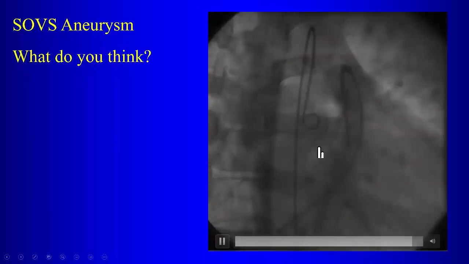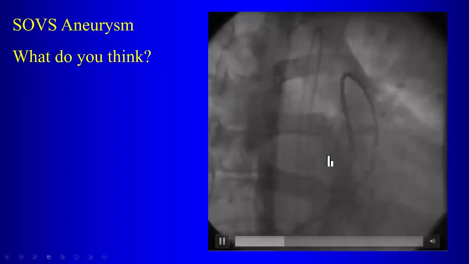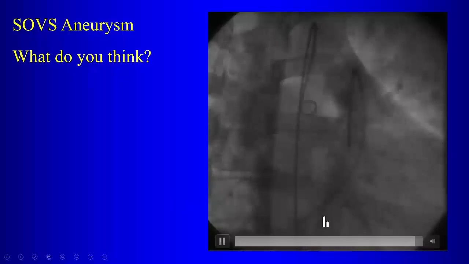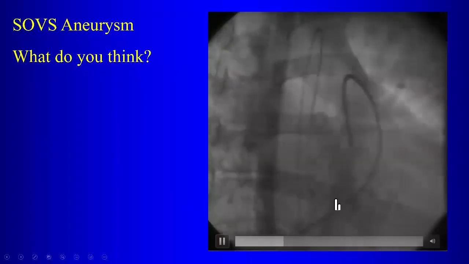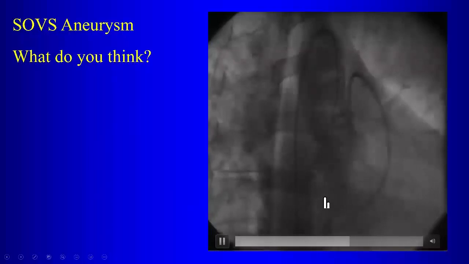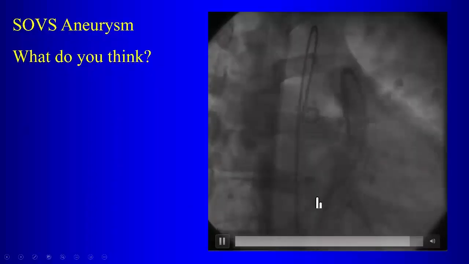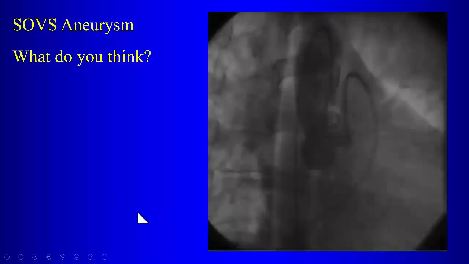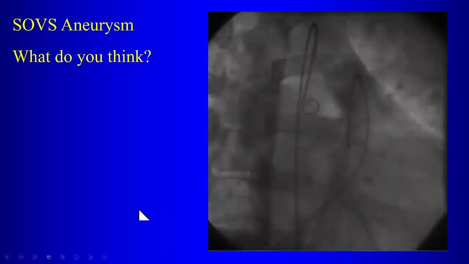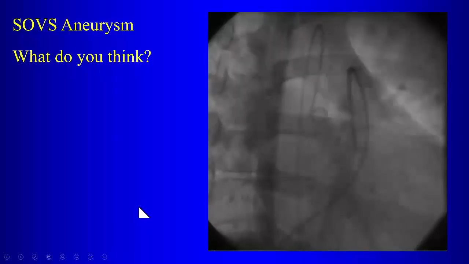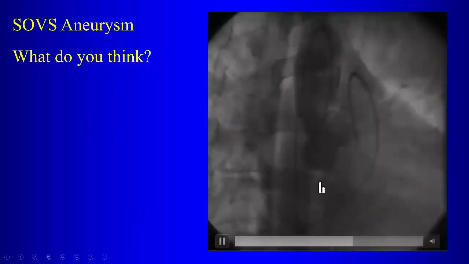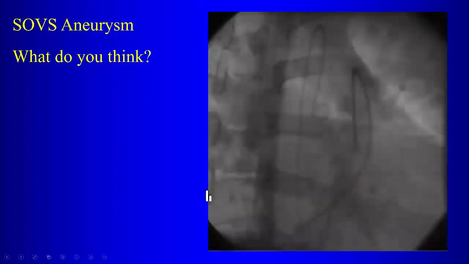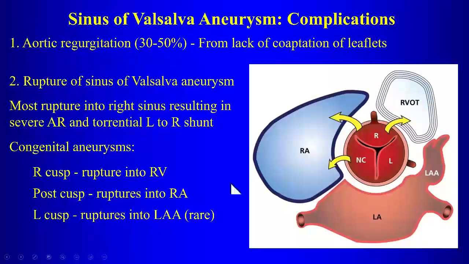So we see some dilatation here of that right sinus of Valsalva over here, but is there anything else funny looking? Yeah, well, not to the right corner, but there's contrast that's coming downward here, right? So it's going down into a right-sided chamber. It's more than regurg, so what does that mean? So when you see contrast going down into the right atrium there, rupture, right? So that's another complication of sinus of Valsalva aneurysm, is rupture.